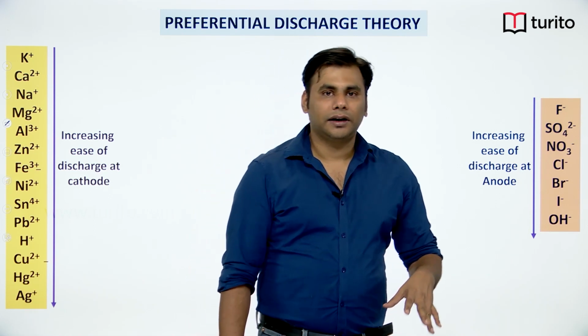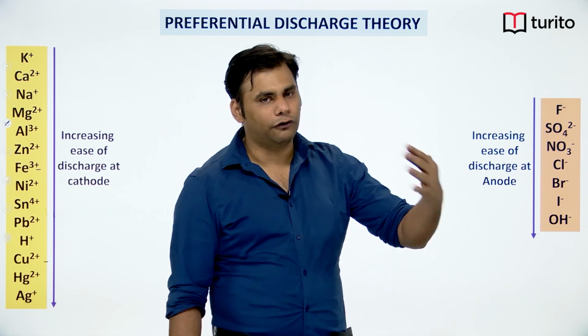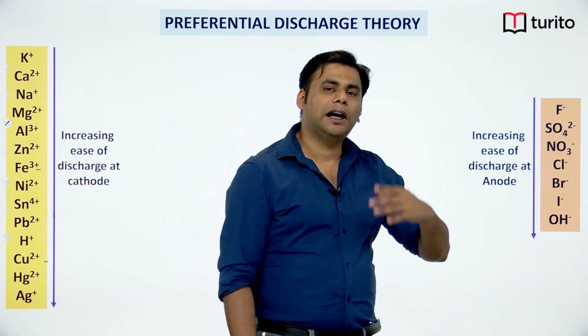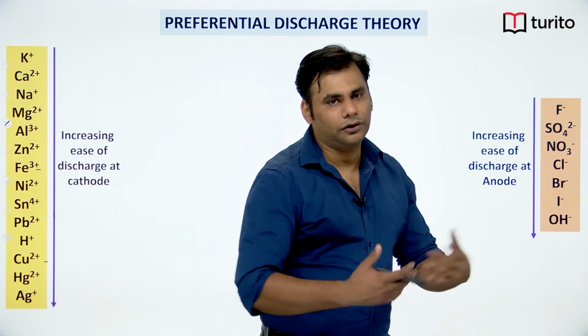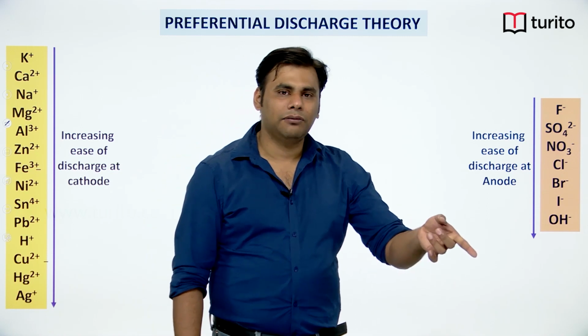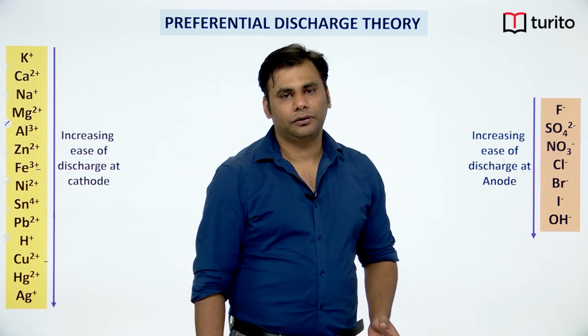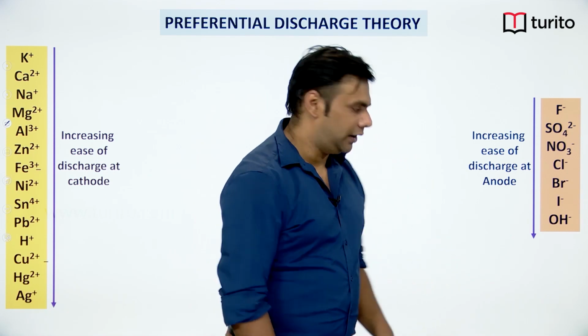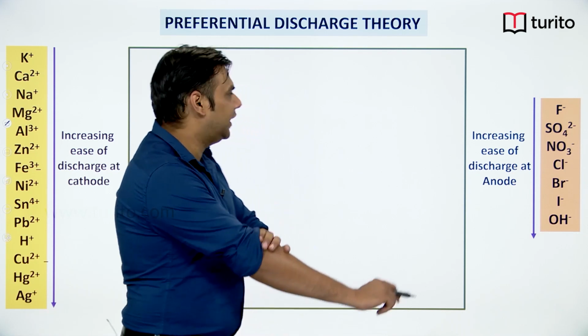But if you allow the current to flow for a longer time, it might happen that all the iodide ion in the solution is oxidized and there is no iodide left. Then at that time the preferential discharge of the other anion would start happening. So this is the point that you should keep in mind. Let us look at an example to understand this.